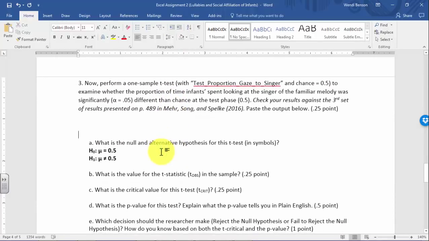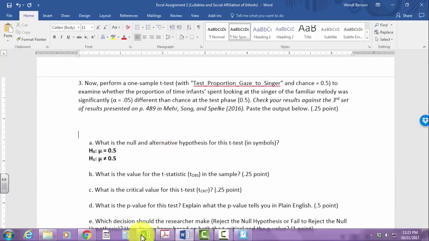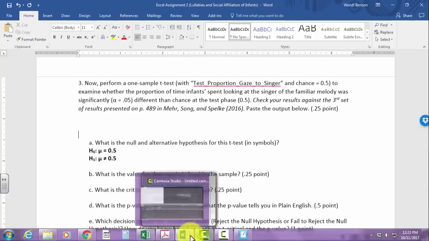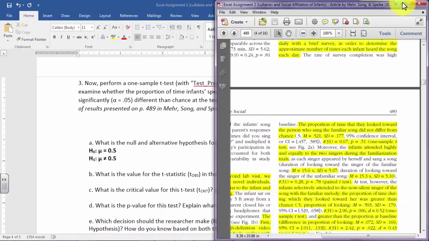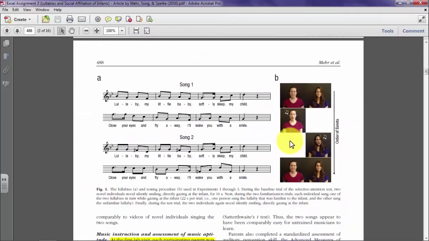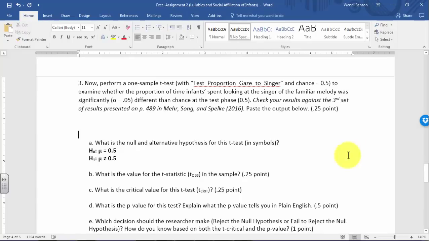Okay, now we're ready to see if they stared at, in the last trial, let's remind you of what that kind of looked like. In the last trial, let's assume that the lady in the red shirt sang the familiar lullaby. We're going to see if they stared at her in this fourth trial longer than 50%, or longer than would be expected due to chance. So yet again, we're going to do a one sample t-test in Excel and compare it to chance.